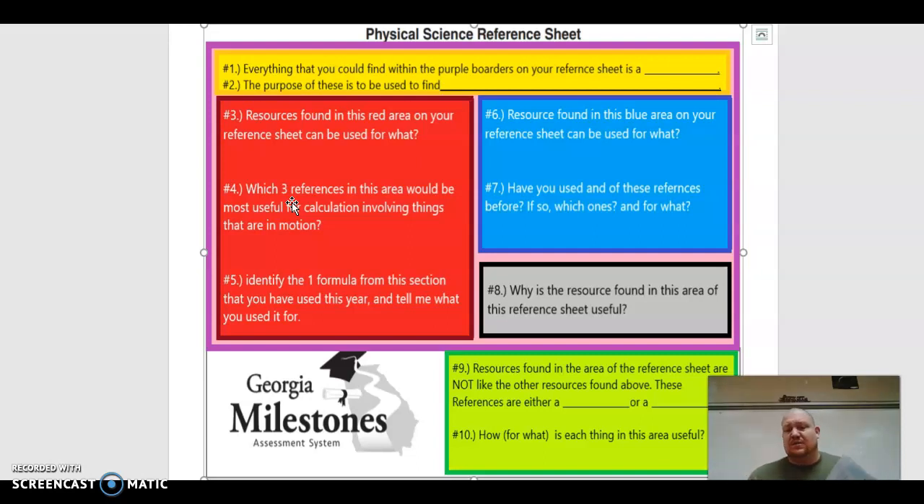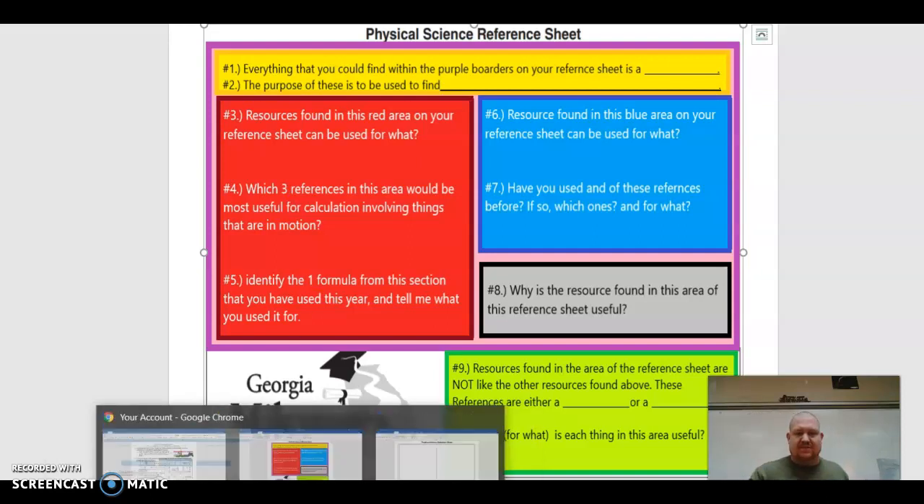All right, then we're moving on to the blue section. So now on the right-hand side of this line right here. I know y'all probably can't see this.